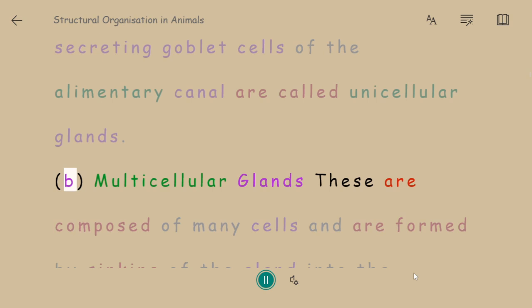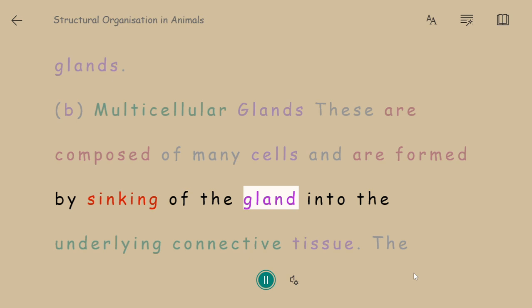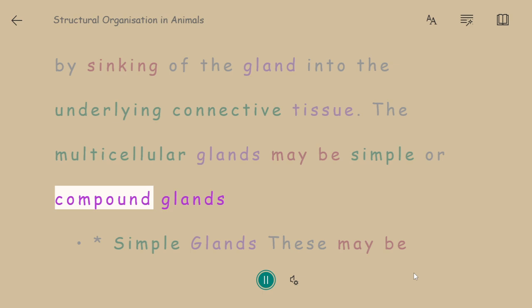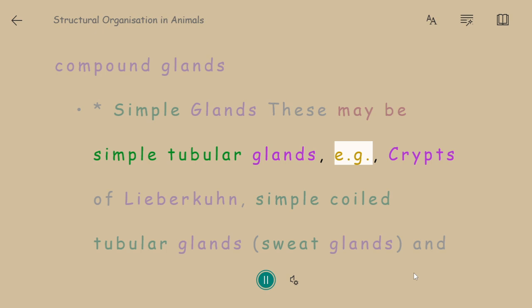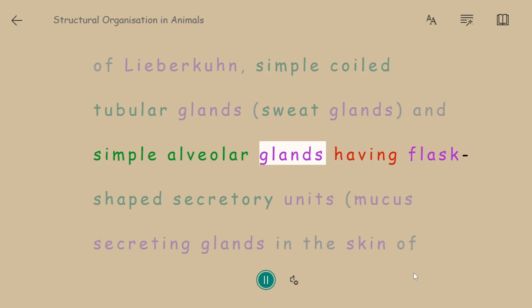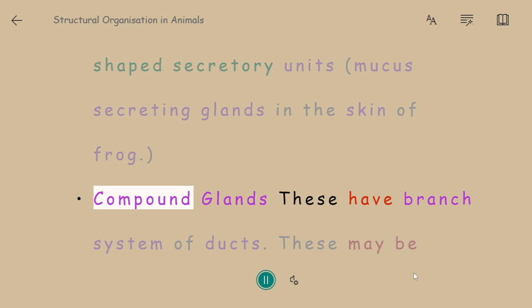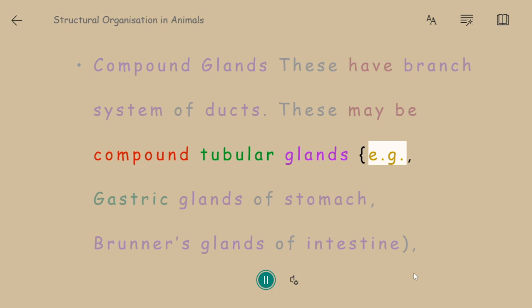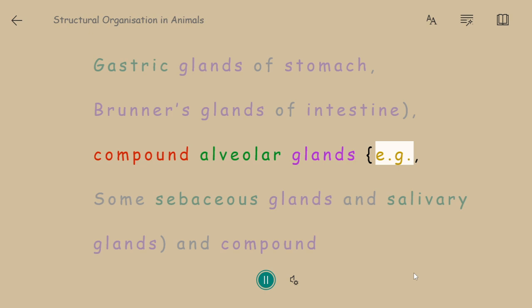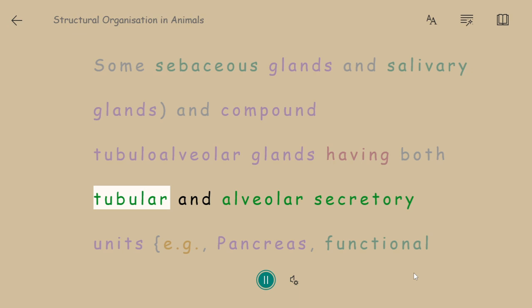B. Multicellular glands. These are composed of many cells and are formed by sinking of the gland into the underlying connective tissue. The multicellular glands may be simple or compound glands. Simple glands. These may be simple tubular glands, example, crypts of Lieberkuhn, simple coiled tubular glands, sweat glands, and simple alveolar glands having flask-shaped secretory units, mucus-secreting glands in the skin of frog. Compound glands. These have a branched system of ducts. These may be compound tubular glands, example, gastric glands of stomach, Brunner's glands of intestine, compound alveolar glands, example, some sebaceous glands and salivary glands, and compound tubulo-alveolar glands having both tubular and alveolar secretory units, example, pancreas, functional mammary glands.